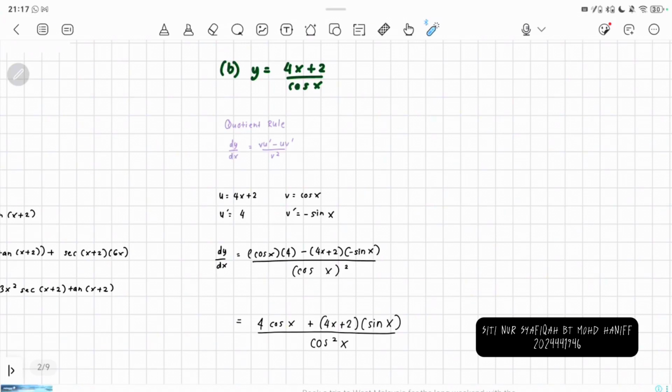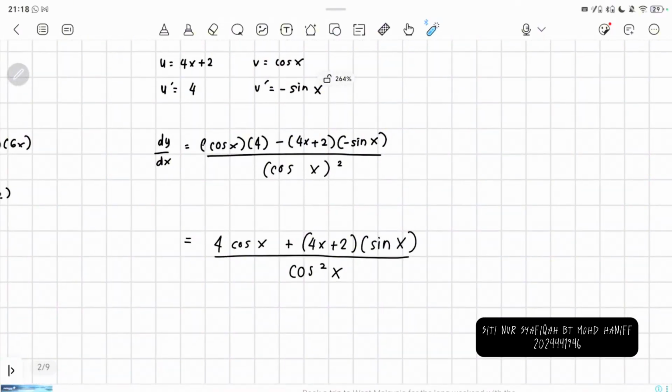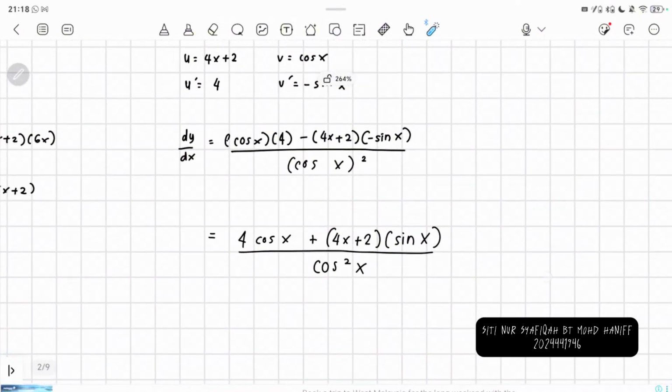Then from the function, we need to define which one is the u and the v. We can see that 4x plus 2 is the u and cos x is the v. Then we can find the u prime and v prime by differentiating the variables u and v. Then you need to substitute the values into the formula. Then we can solve it and we got this answer.